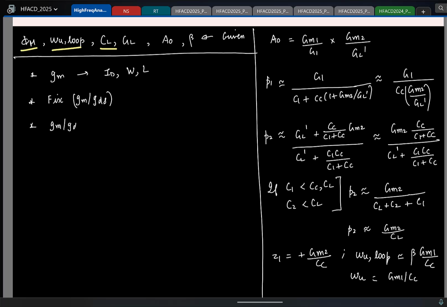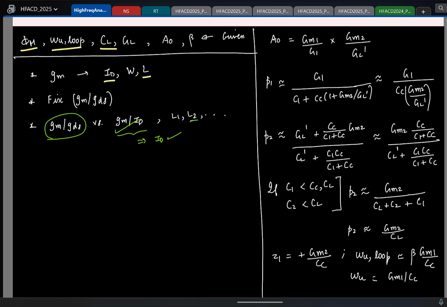So you try to plot the following. You plot GM by GDS versus GM by ID for different values of length, right? And then you choose some particular length, and for that particular length you see, for this GM by GDS, what is the required GM by ID you get. Now we know the value of GM by ID, and you know the value of GM, which means I know what is the bias current required. So that fixes the bias current.